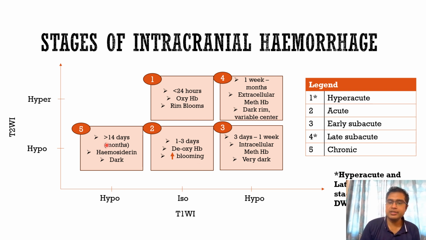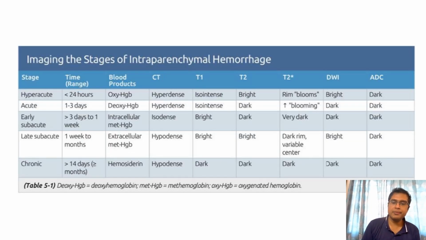Then the fifth stage is the chronic stage, where it is months of bleed, where because of hemosiderin it appears completely dark on GRE sequence. The important thing to be remembered here is that hyperacute and late subacute stages of bleed show restriction on DWI with reversal on ADC. This table I have prepared from this chart from Osborn, where they have described the stages of bleed and the appearances on different sequences.